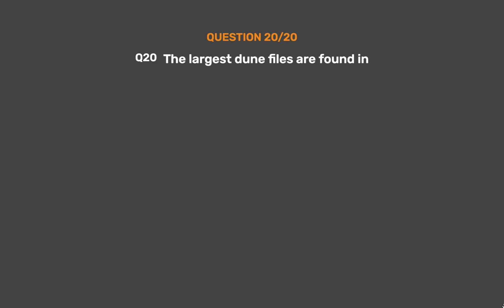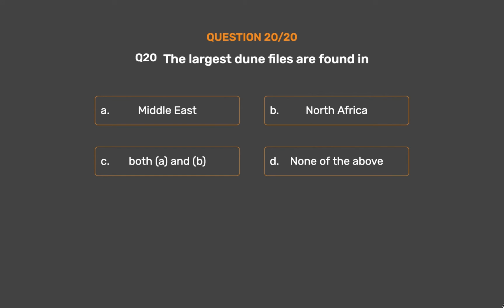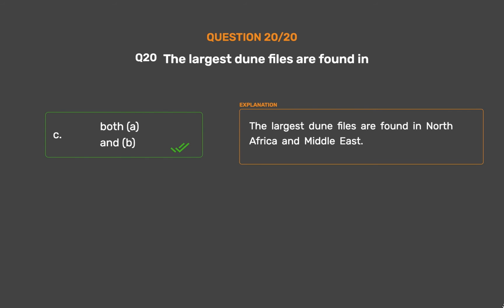Question number 20. The largest dune fields are found in option A, Middle East. Option B, North Africa. Option C, both A and B. Option D, none of the above. The correct answer is option C, both A and B. The largest dune fields are found in North Africa and the Middle East.